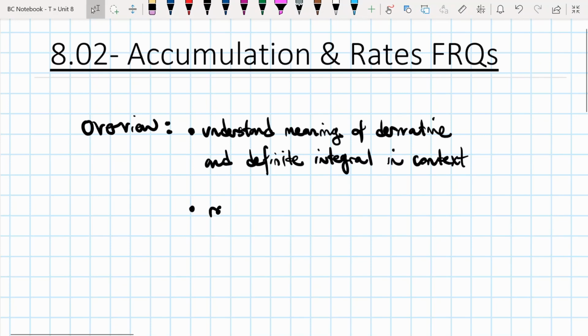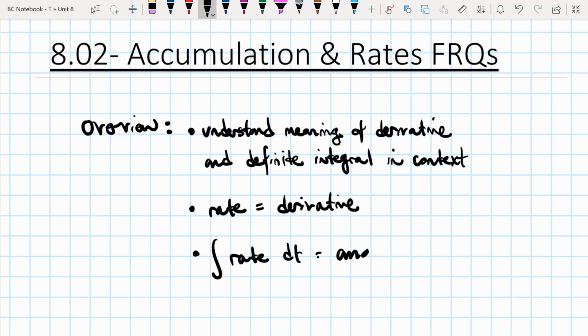Another important thing to recognize is that the rate of something is equal to the derivative. So the rate of change of something is equal to the derivative. And then the integral of the rate with respect to time is equal to the amount. So if I integrate the rate of snowfall over the course of 12 hours, the value of that integral is going to be the total amount of snow that's accumulated over the course of 12 hours.